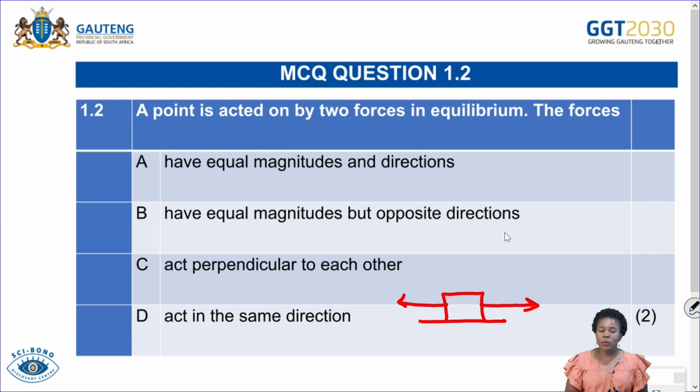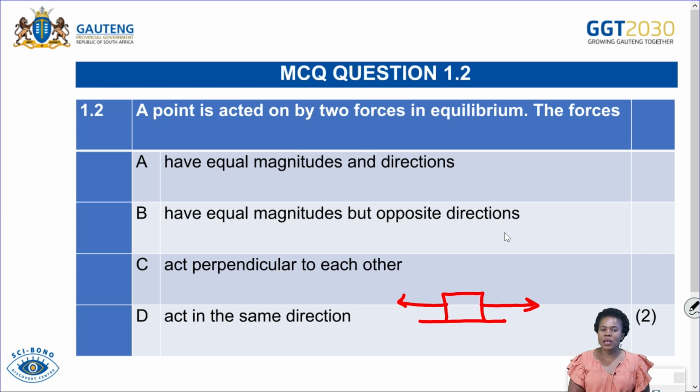They don't have to be acting perpendicular to each other. They won't be in equilibrium in that way. Acting in the same direction, they won't be in equilibrium that way either. Instead, the resultant force will add up, resulting in a bigger force that is pulling, or rather pushing, the actual point that it is acted on. So the correct answer here is B.